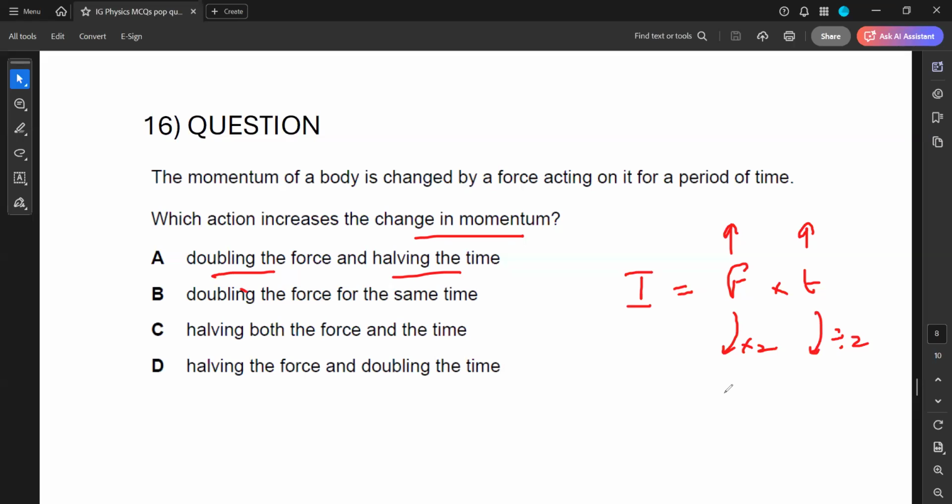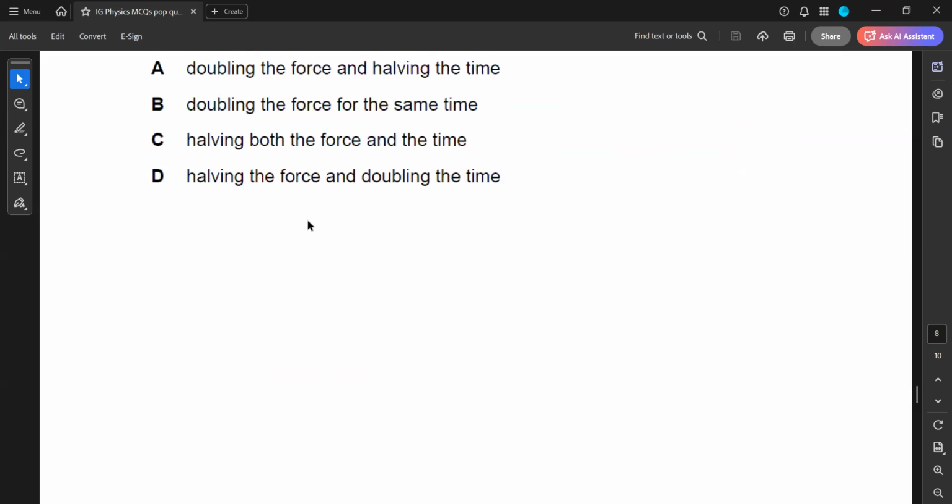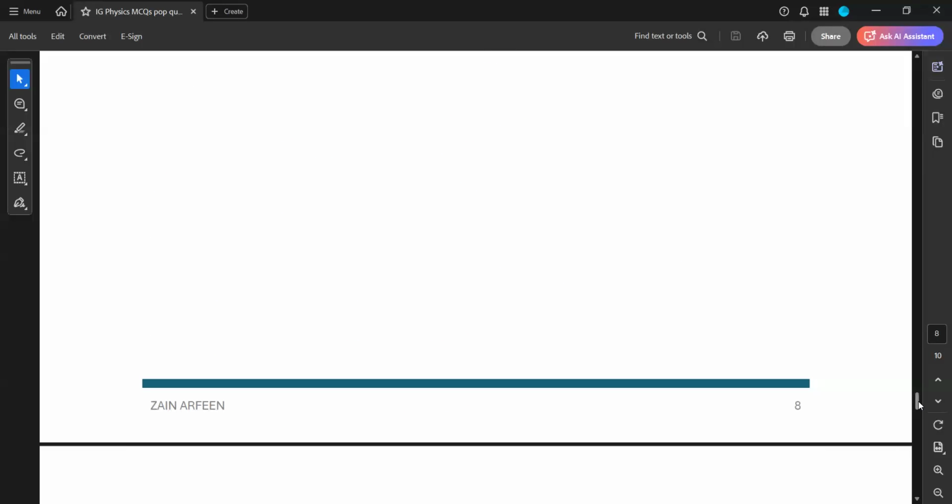If I only double the force but keep the time the same, what happens to the impulse? The impulse will also be doubled. If force and time are both halved, the impulse will also decrease. And if I halve the force and double the time, it won't make a difference. So the correct answer for this one is B. So impulse, or the change in momentum, depends on the product of force and time as well as the change in velocities.